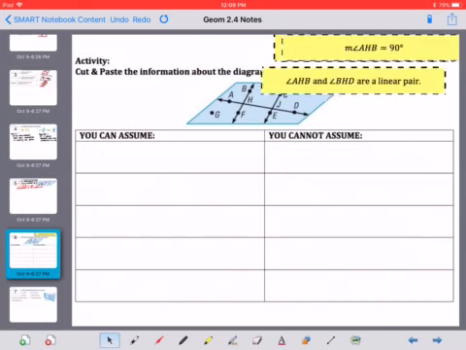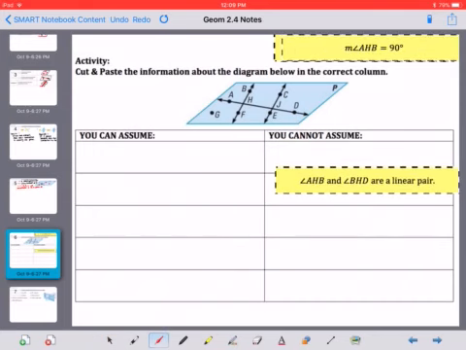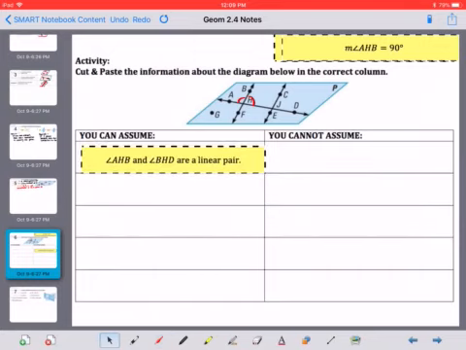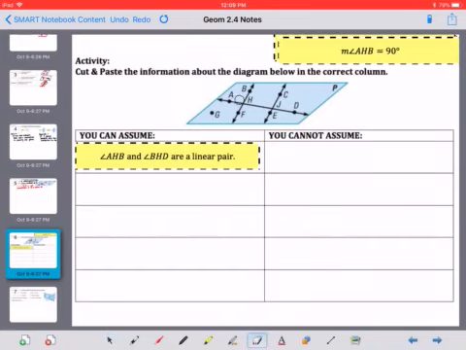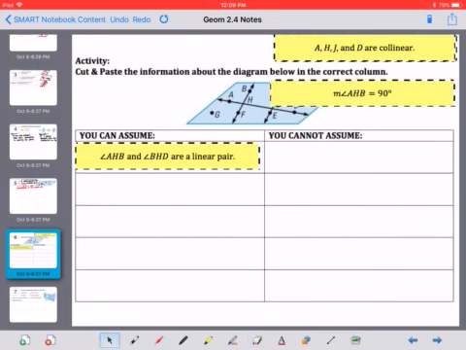So let's look at this first cutout here. Angle AHB and BHD, so AHB and BHD is this one, are a linear pair. Well, we can assume that because they make a straight line and they're next to each other, they're adjacent. So yes, we can assume that. Next one, angle AHB is 90 degrees. So where is angle AHB? AHB. So that's this angle here. They don't have a right angle symbol there. They don't tell us it's 90 degrees, so we can't assume that.